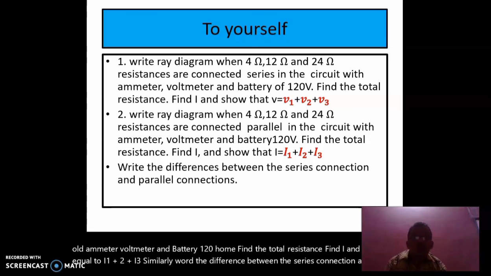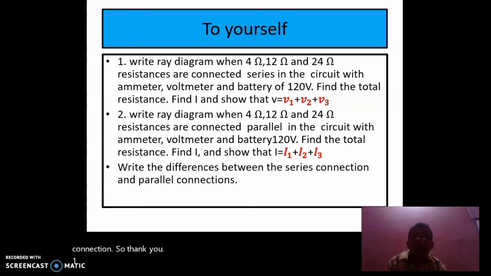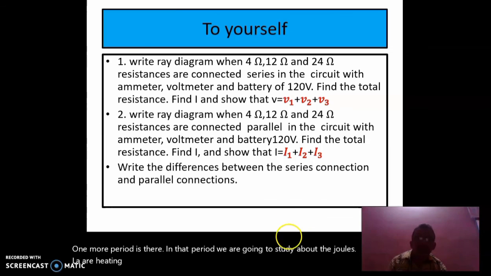So thank you. One more period is there. In that period, we are going to study about Joule's law or the heating effect of current. Okay. Thank you.